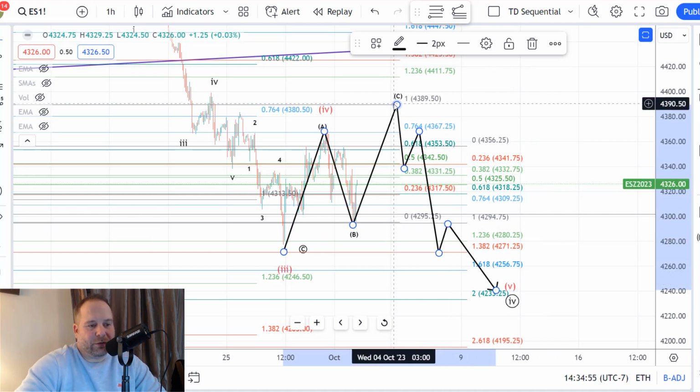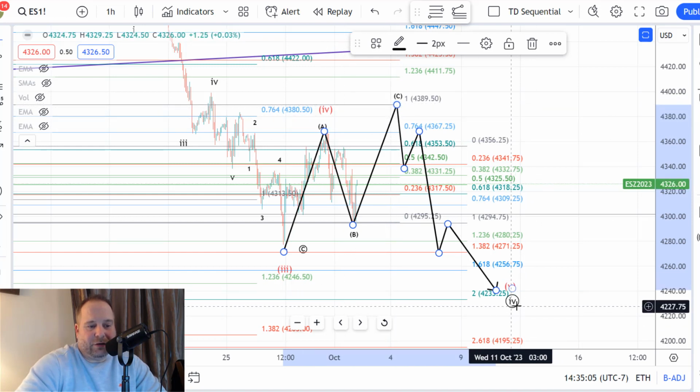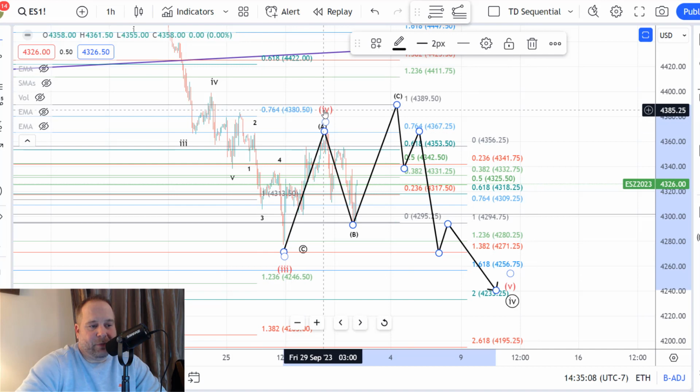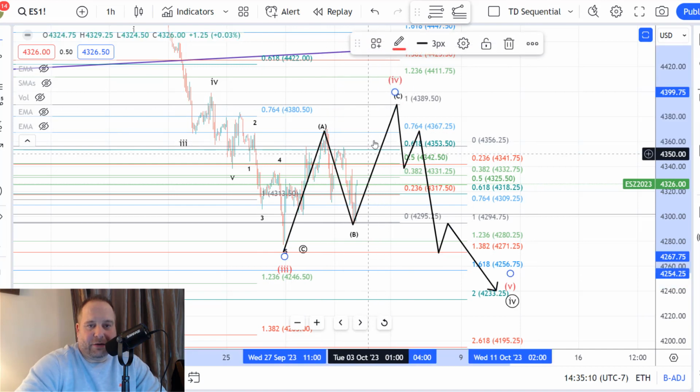So overall, this would be our primary count that we're up in a C wave and should be pushing towards the 4390 area to the upside to complete that C wave. Then we would look for a move down to complete this bigger wave 4 and a rally. In that case, this wave 4 would be here, and the wave 5 would be down here.